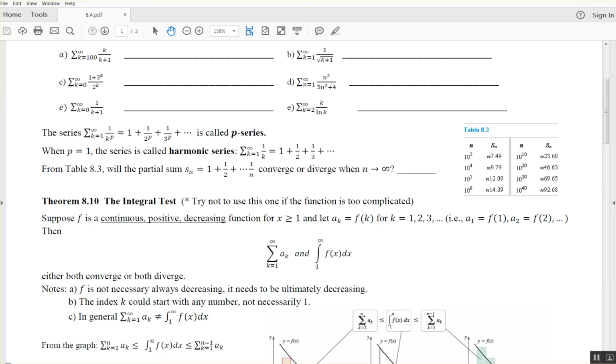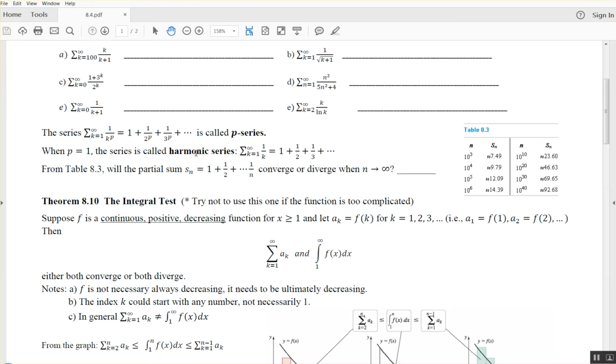Let's introduce the p-series. The p-series is defined as the summation of 1 over k to the p, with k from 1 to infinity. For instance, when p is 1, you get the harmonic series: 1 plus 1 over 2 plus 1 over 3, and so on. When p is equal to 2, you get 1 plus 1 over 2 squared plus 1 over 3 squared, and so on.